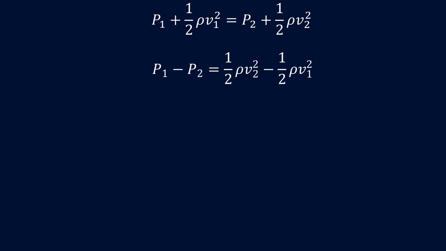Now coming back to our equation and modifying it as P1 minus P2 is equal to half rho V2 square minus half rho V1 square. As we know from the equation of continuity, A V1 is equal to a V2. So V2 is equal to capital A upon small a into V1.